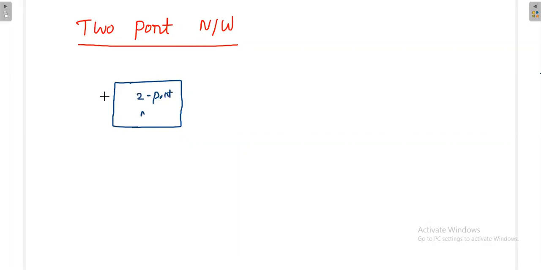Here two-port means this is port 1, this is port 2. At port 1, the voltage is V1, the voltage at port 2 is V2. In general, V1 we will use as an input port, V2 as an output port. That means exactly at the output port, we'll be connecting the load. At the input port, we'll be connecting the source. Again, this will act as a network.